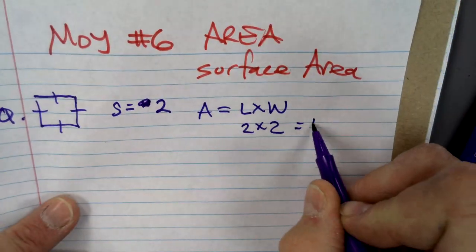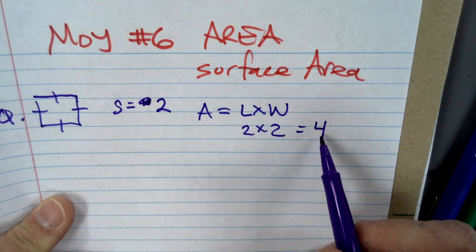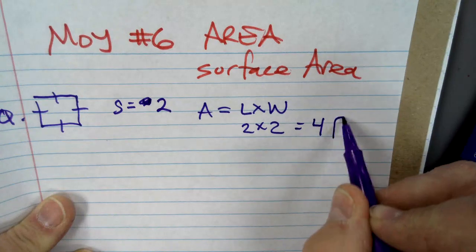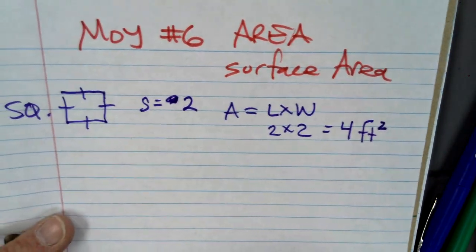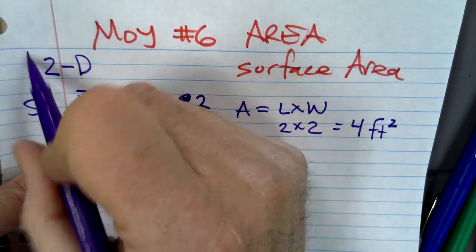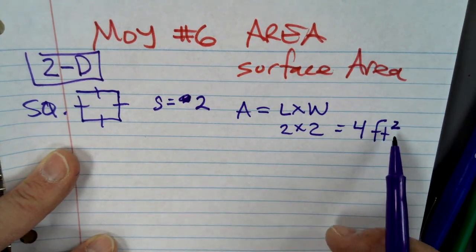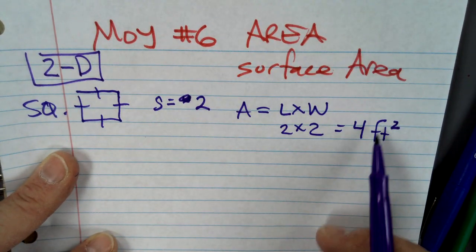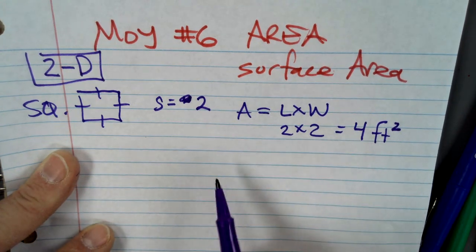Now the thing about that, if it's 2 feet times 2 feet, 2 times 2 is 4. Feet times feet is feet to the second power, squared, because it's a two-dimensional object, it has length and width. You have to have your units of measurement. They could be units squared, centimeter squared, inch squared, yard squared, mile squared, kilometer squared, whatever.